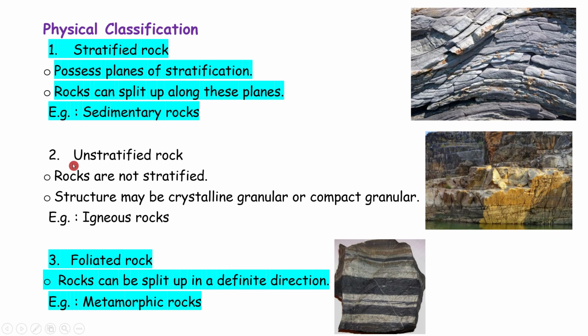And next we have the unstratified rock. These rocks are not stratified. The structure may be crystalline, granular, or compact granular. Examples include igneous rocks. And next we have the foliated rock. These rocks can be split up in a different direction, and they are the metamorphic rocks.